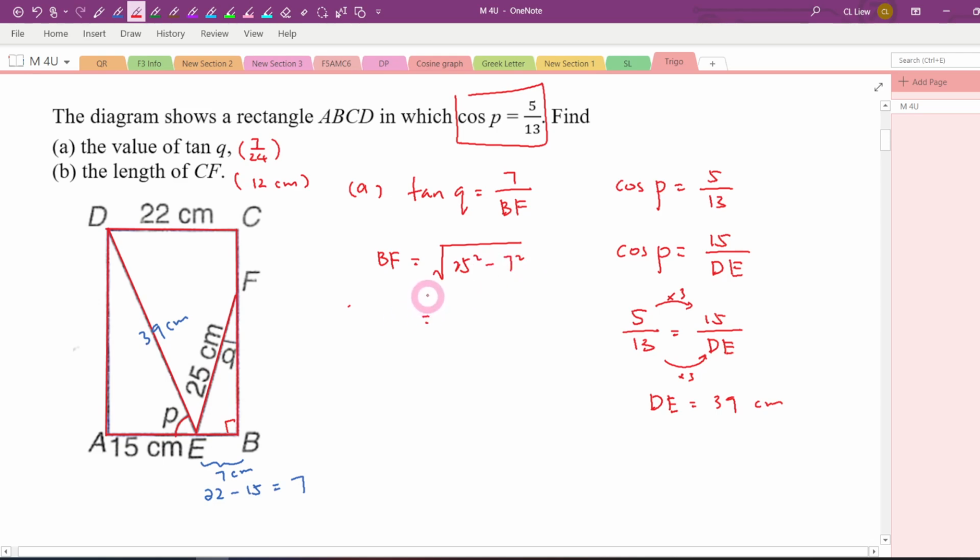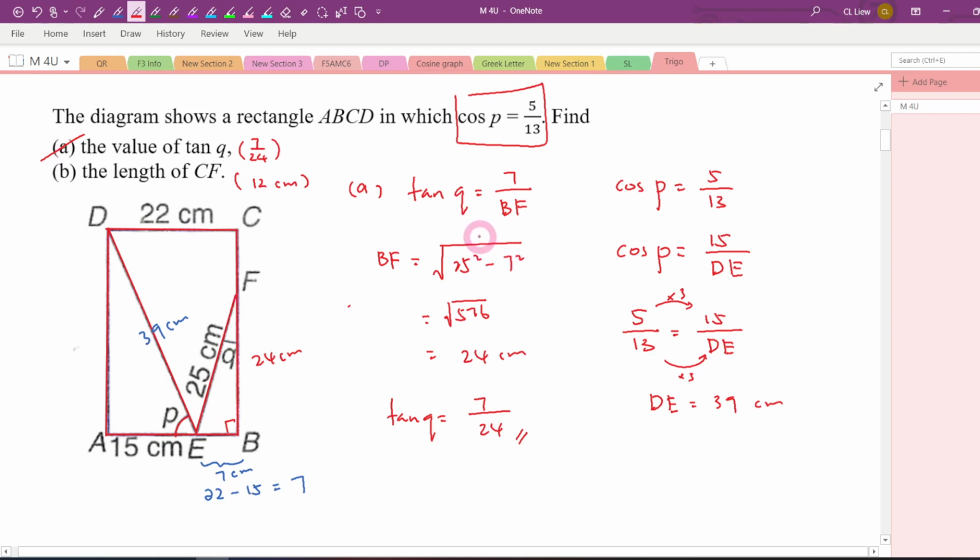Okay, this one you just press your calculator. 25 square minus 7 square is equal to 576. Square root of 576 is equal to 24. Okay, BF is equal to 24 cm. Now we have all the measurement that we need now. So we can get tangent Q. Tangent Q is equal to 7 divided by 24. This will be the answer for part A.